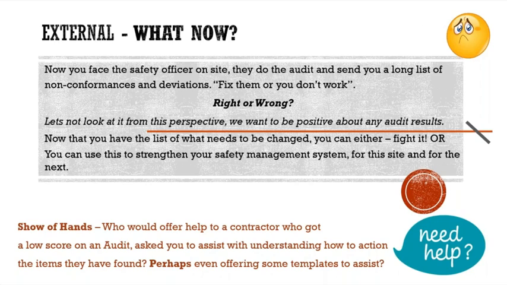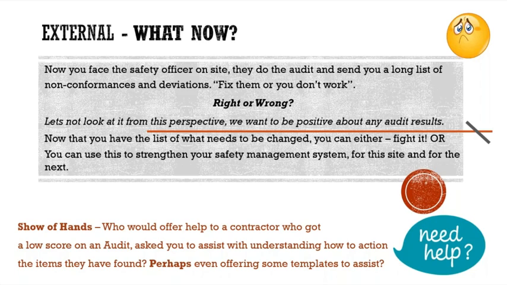So you might have done this yourself. You've done an internal audit program on your safety file, and perhaps you were a little bit biased because you know where your files are coming from and you feel confident enough that it gets the job done. But now it gets done by an external person. You are face to face with a safety officer on site. They do the audit and send you a long list of non-conformances and deviations. And you get comments such as, fix them or you do not work. Is this right or is it wrong?